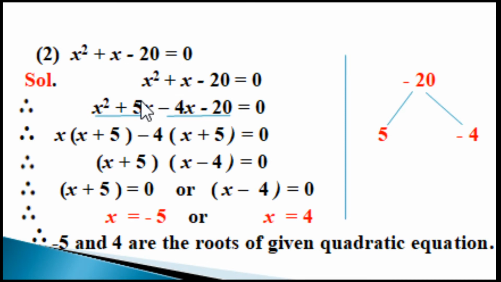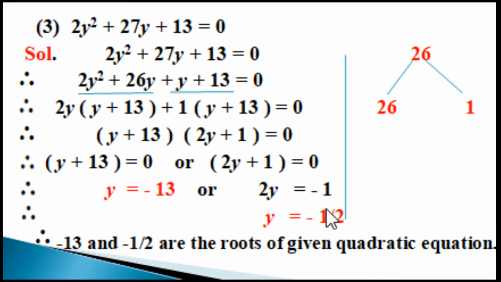Instead of x we have taken plus 5x and minus 4x. So here common is x, and in the bracket remains x plus 5. Here common is minus 4, so in the bracket remains x plus 5. So x plus 5 in one bracket, x minus 4 in another bracket is equal to 0. X plus 5 is equal to 0 or x minus 4 is equal to 0. So x is equal to minus 5 or x is equal to 4. Therefore minus 5 and 4 are the roots of the given quadratic equation.